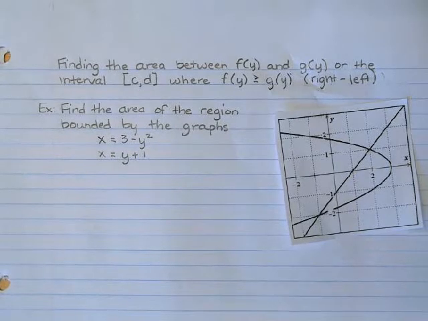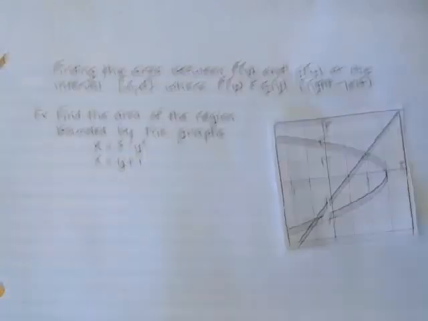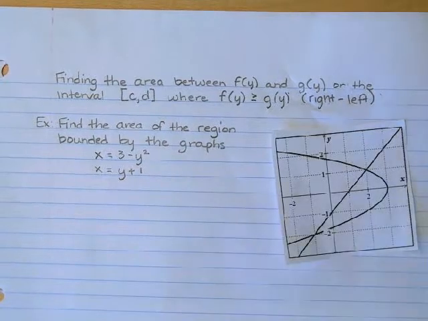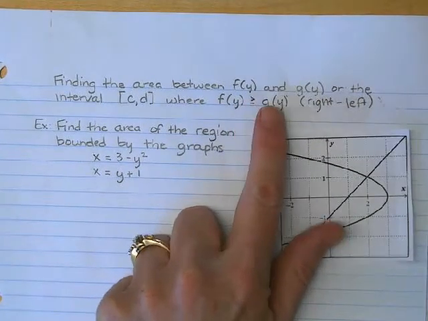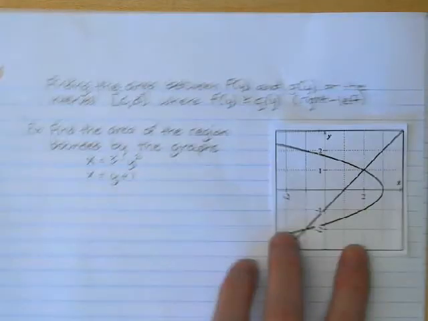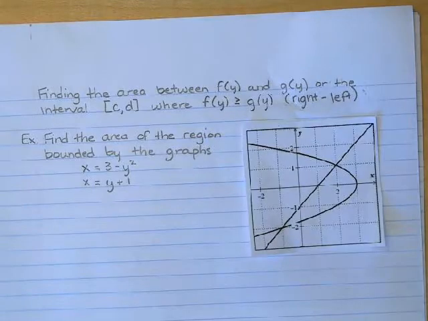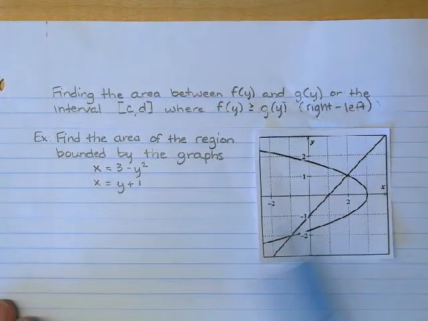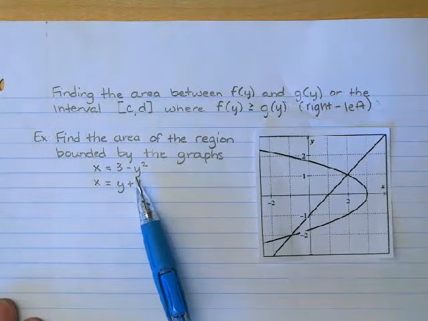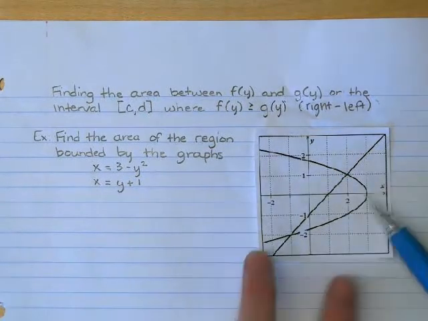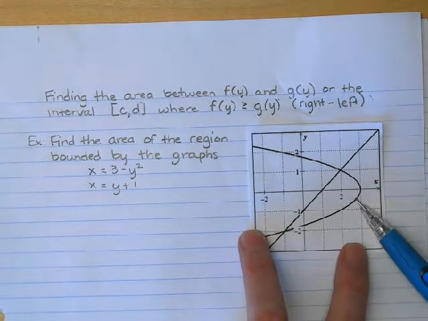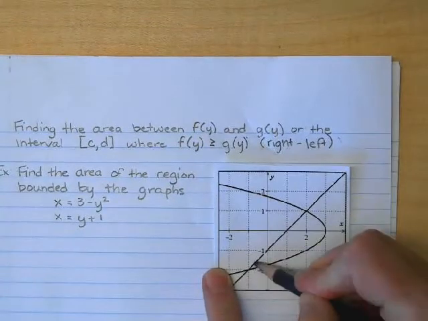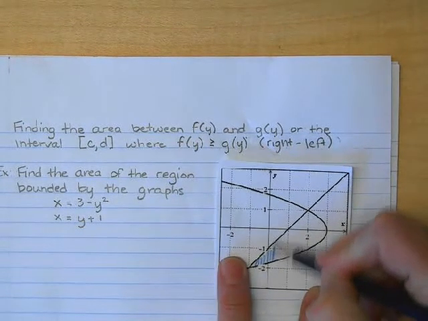Okay, so today we're going to look at what you do if you have functions that are defined by x. So we're looking at f of y and g of y. You'll want to cut this little graph out and then probably stop the video and copy these notes. And I want you to look at what they want. So they want the area between 3 minus y squared, that's this, and the line x equals y plus 1. Okay, so we're finding this area right here.